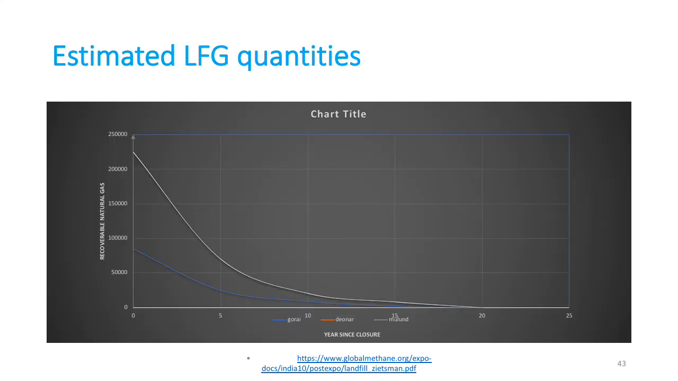So this is the graph depicting the estimated LFG quantities of Gorai, Deonar, and Mulund. As we can see, there is a huge difference between Gorai and Deonar. Deonar and Mulund are on the same line. We can see here that the amount of gas produced by Gorai was about 85,000 MCF, and by Deonar was about 2,30,000 MCF. And with time, they have been decreasing.